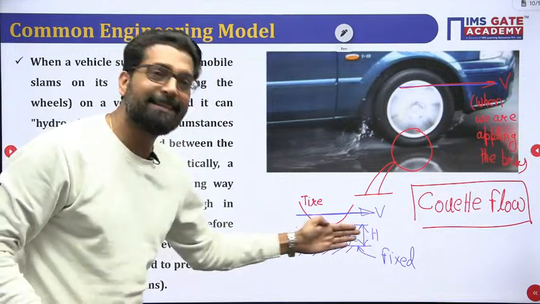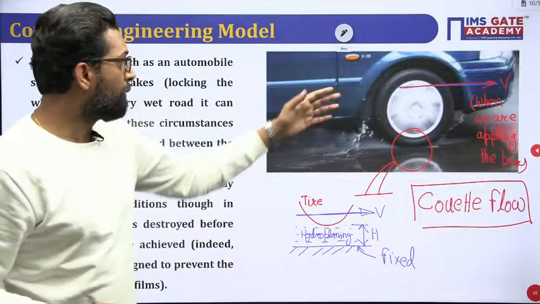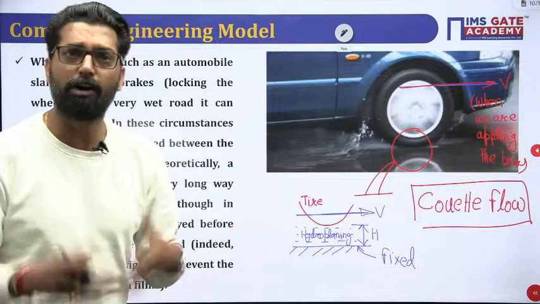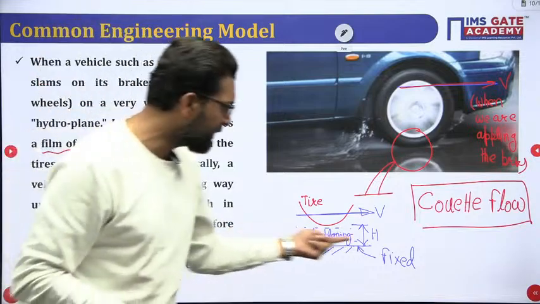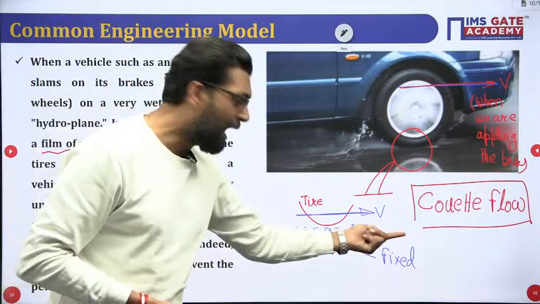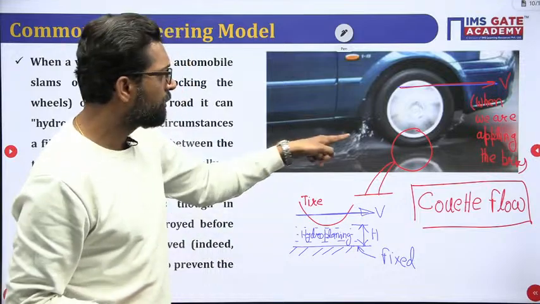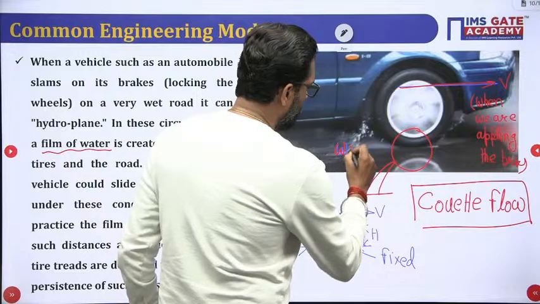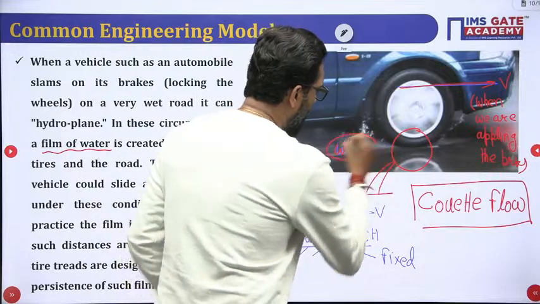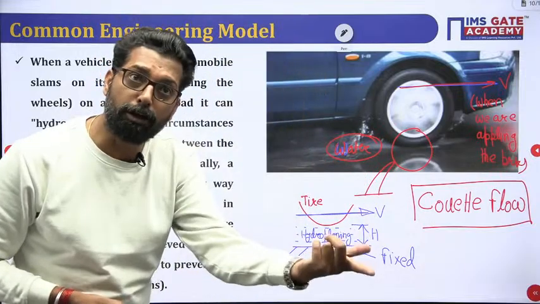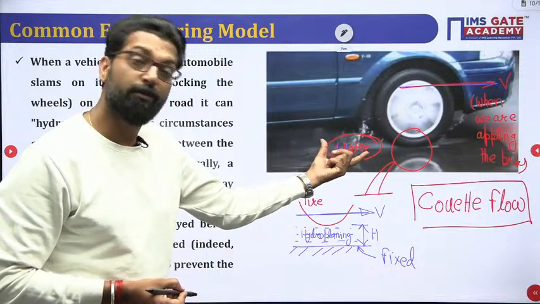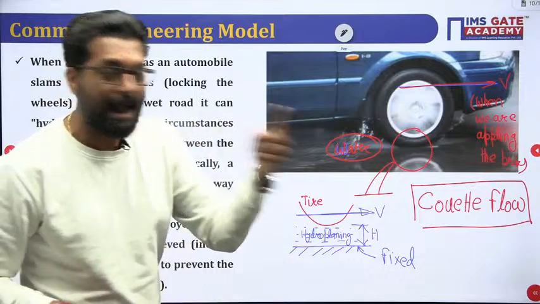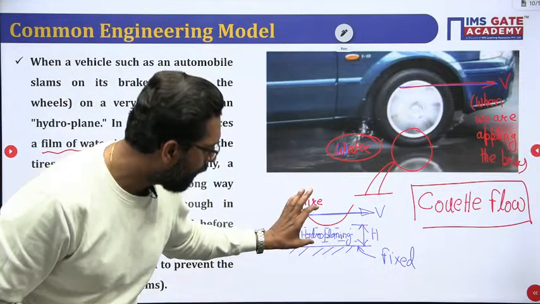The model of hydroplaning is based upon the viscosity, not based upon the density. Why? Because density is fixed. The fluid has a fixed density. What is that? There is water. Raining season, there is water. Density is fixed. Viscosity is also fixed.